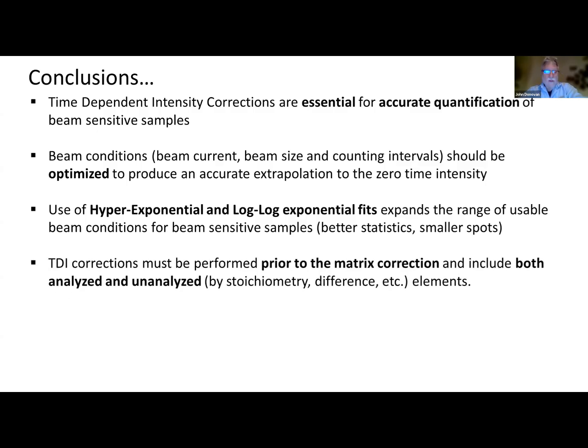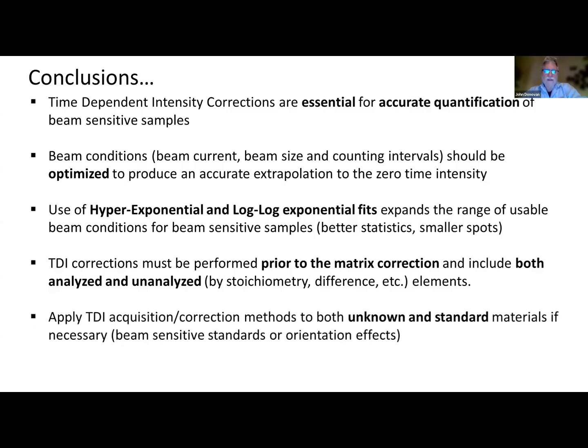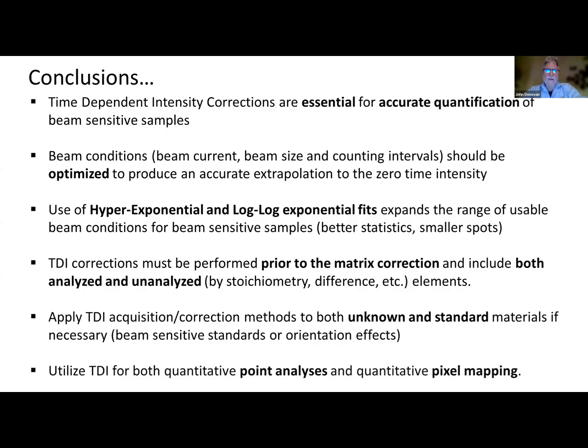So also, the TDI corrections must be performed prior to the matrix correction. You cannot do it afterwards. If you do it afterwards, you need to go back in and then recalculate the matrix correction and include all the elements, not just the analyzed elements, but the unanalyzed elements in the matrix correction. And apply these TDI corrections and methods to both the unknown, but also the standard materials if necessary, whether it's due to beam sensitive standards or orientation effects. And utilize these TDI corrections for both quantitative point analyses and quantitative pixel mapping.